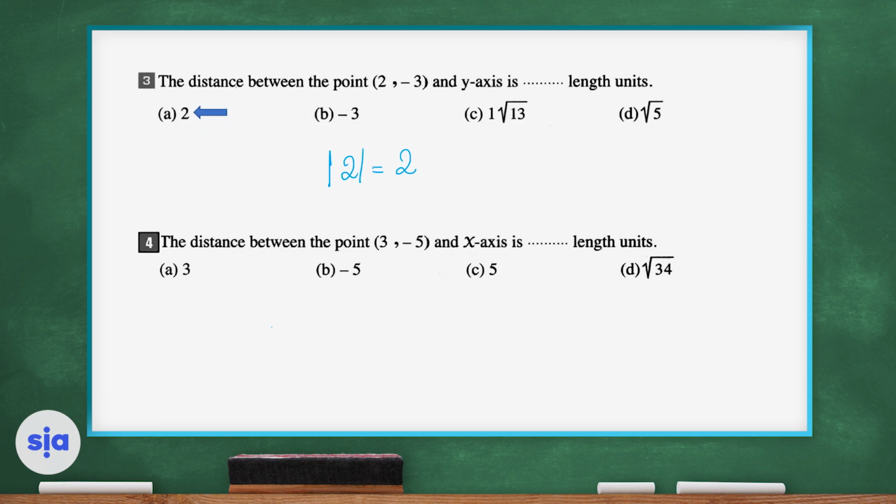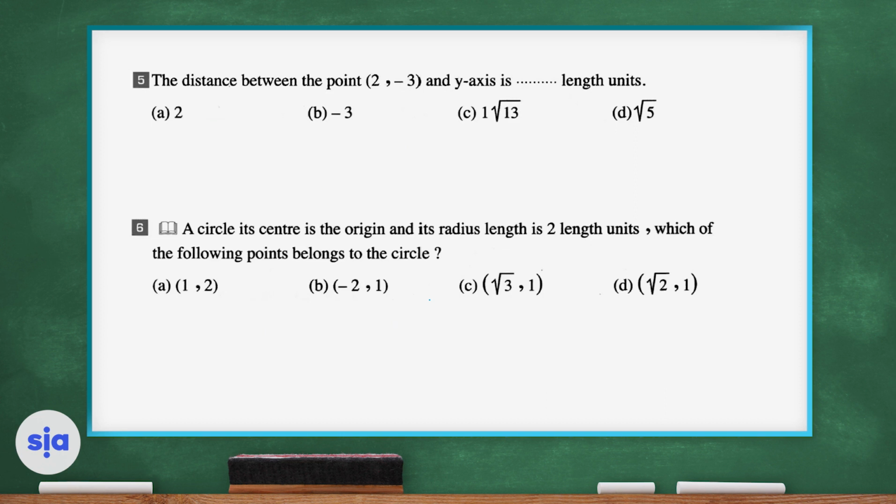In number 4, the distance between the point and the x-axis is how many length units? We know that the distance between the point and the x-axis is the absolute value of the y value. So here it is the absolute value of -5, that is 5. I'm reminding you here that the distance between any 2 points cannot be a negative length. So remember this, because this is a very important point. So in number 4, the right answer is choice C.